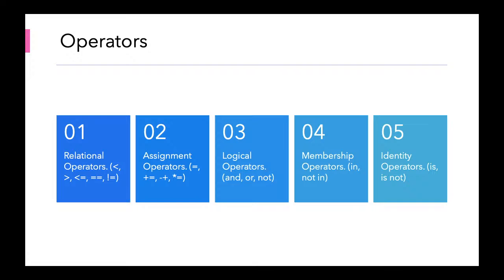Some of you who have a programming background might know all these, and it might sound similar to you. But the tricky part comes in these three things: logical, membership, identity. These three are tricky because these are word keywords, and to understand them, some people fumble.